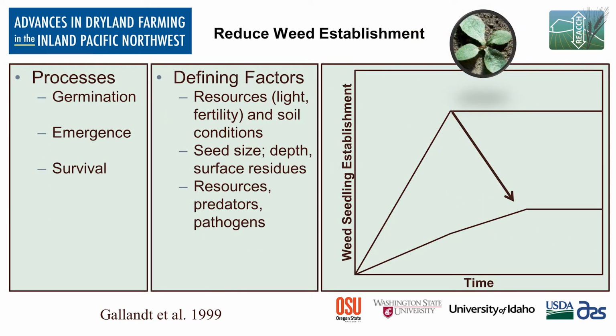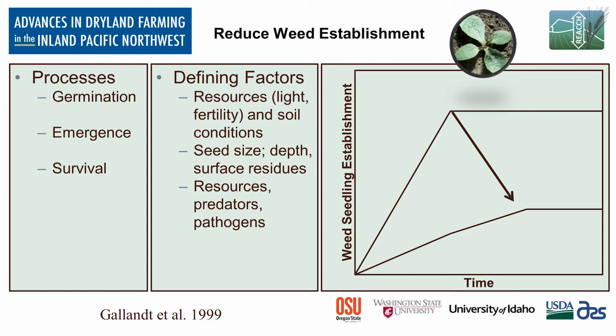So next on the list is reducing weed establishment. There are a whole host of processes that govern germination, emergence, and survival of weeds, again including resources, in particular light and fertility. Those often govern germination and emergence to a large degree for many of our weed species. Also critical is seed size, which plays a role in the depth at which weed seeds can germinate and emerge successfully, and surface residues also play a large role in the weed's ability to survive that germination and establishment process.